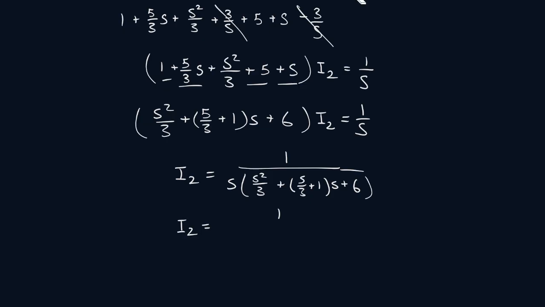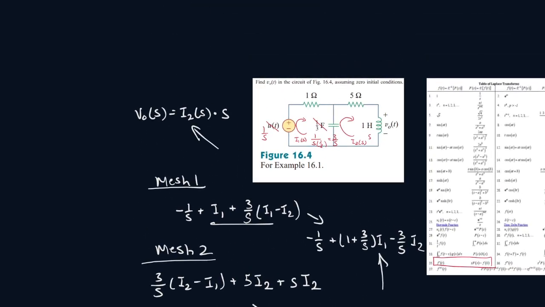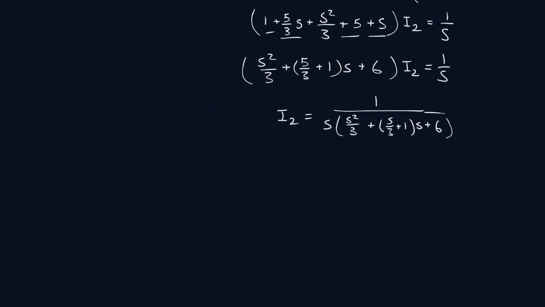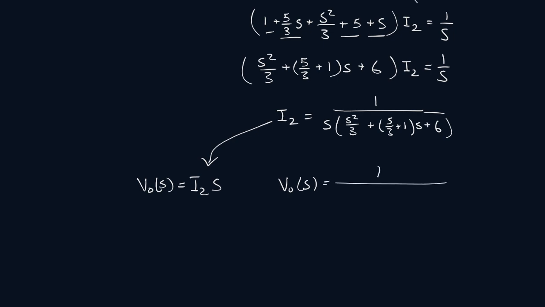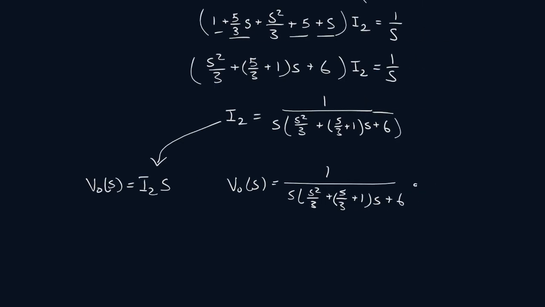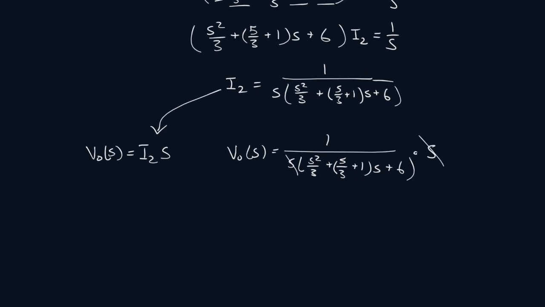So wait, hold on a minute. Let's not FOIL the s in yet, because now that we have I2, we can just put that into here. So VO of s is equal to I2 times s. So we just put this into here. So VO of s will be equal to 1 over s squared over 3 plus 5 over 3 plus 1 s plus 6 times s. And so this and this cancels each other out.